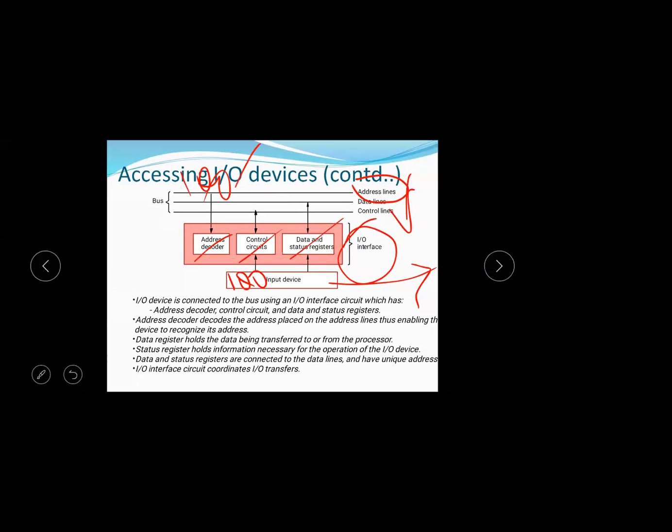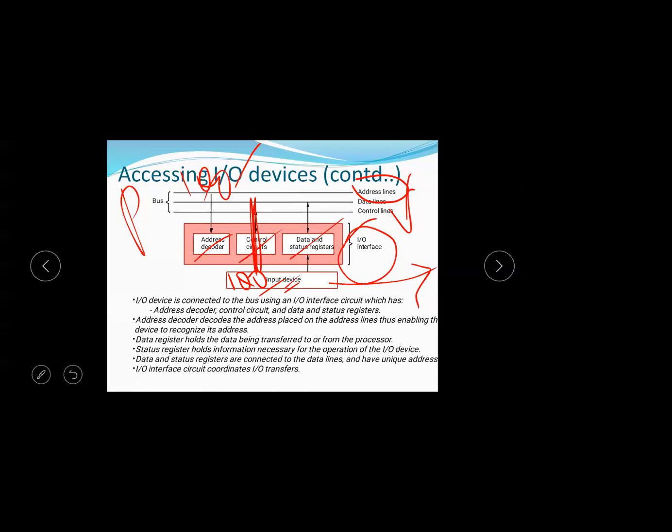Then this address and the device address are both compared by using the address decoder. If both are matched, then the processor communicates with this device. Okay, if the address is not matched, then the processor continues and another device is communicated. Address decoder decodes the address placed on the address lines, thus enabling the device to recognize the address. Okay, ఈ అడ్రస్ ని డికోడ్ చేసి ఇన్పుట్ డివైస్ అడ్రస్ ని మ్యాచ్ చేస్తుంది అనమాట. If there is a match, then a path will be established between the device and the bus.